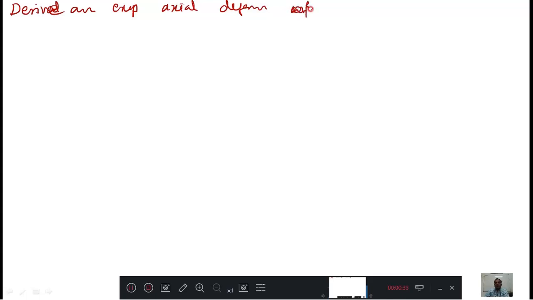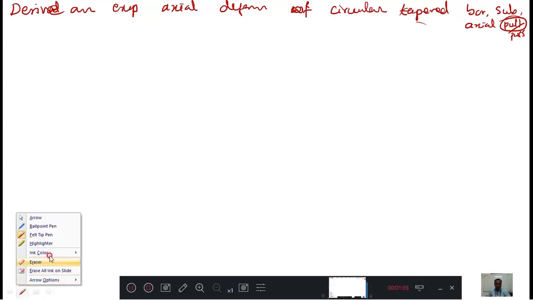of circular tapered bar, subjected to axial pull or push. I will consider pull for the derivation. Okay. Here this is an expression.